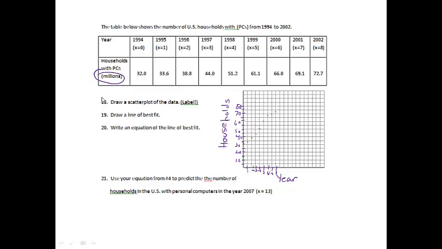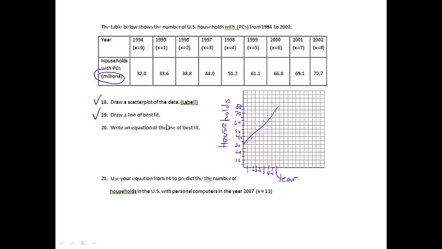It says to draw a scatter plot, which we did. Then it says to draw a line of best fit. So you are going to use a ruler. I don't have a ruler available, so I'm just going to do my very best job here. And look something like that. All right, so did that.